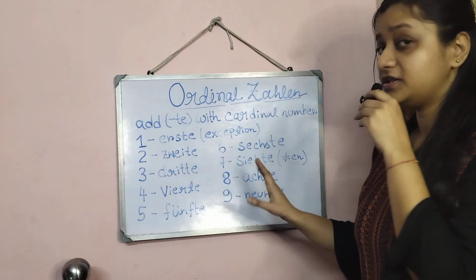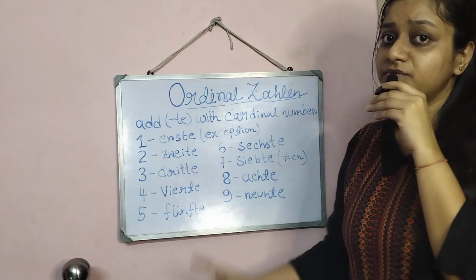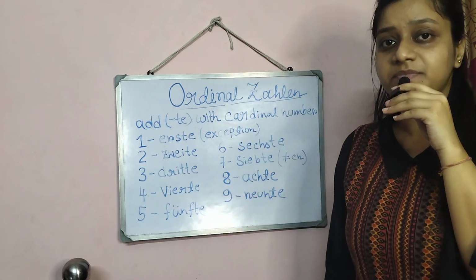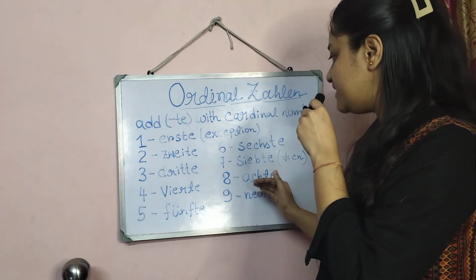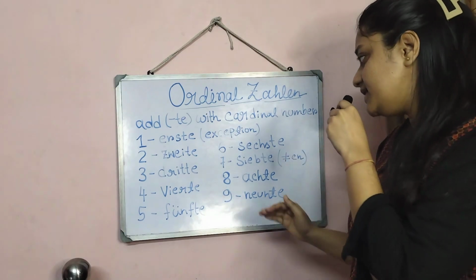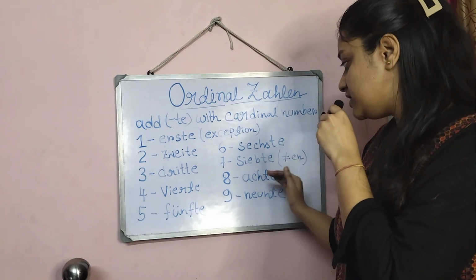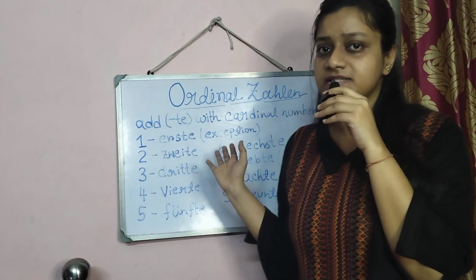Sechste, siebte, not siebente. Please look at that. Not siebente. But we say the cardinal number in German seven as sieben. But in ordinal Zahlen, we do not say siebente, we say siebte. 8, achte. 9, neunte. So now we'll think, what is the purpose of these numbers?